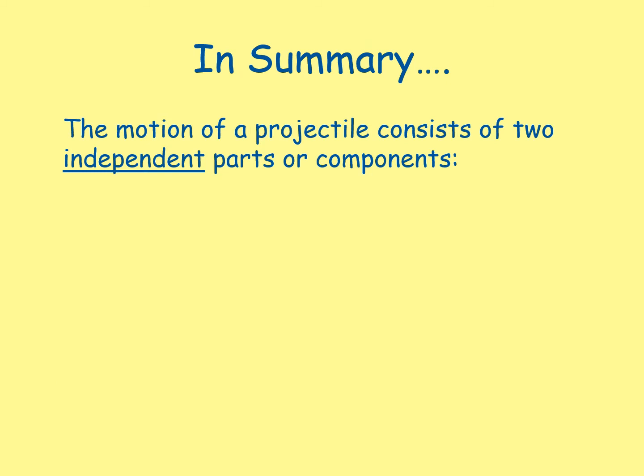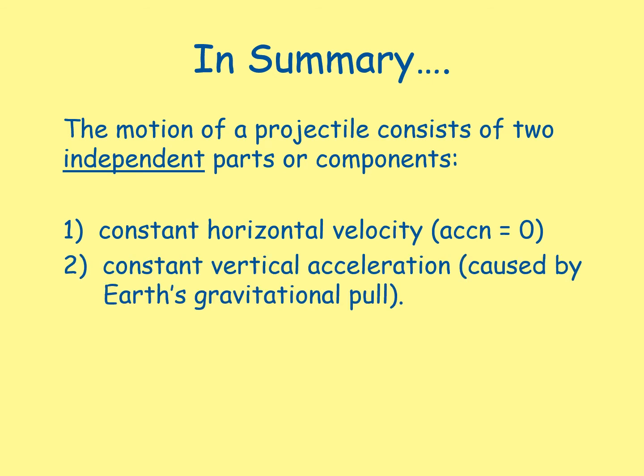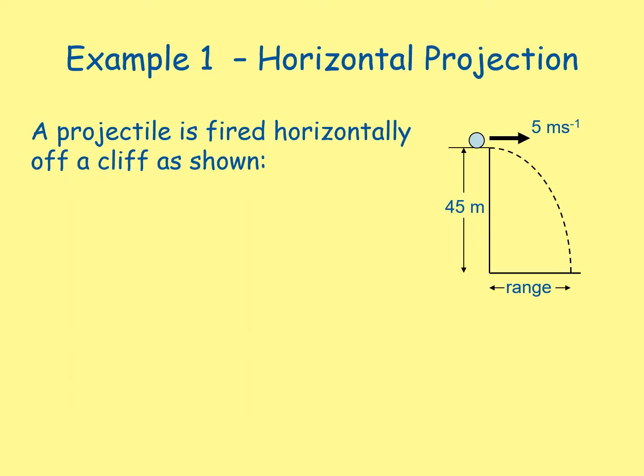In summary, the motion of a projectile consists of two independent parts or components. 1. Constant horizontal velocity, where acceleration is 0, and 2. Constant vertical acceleration caused by Earth's gravitational pull. These motions can be treated separately or in combination depending on the circumstances.